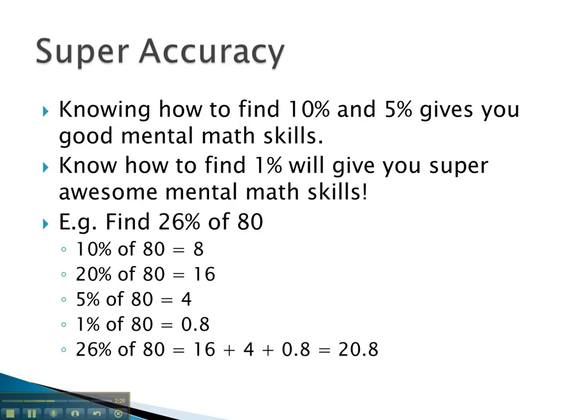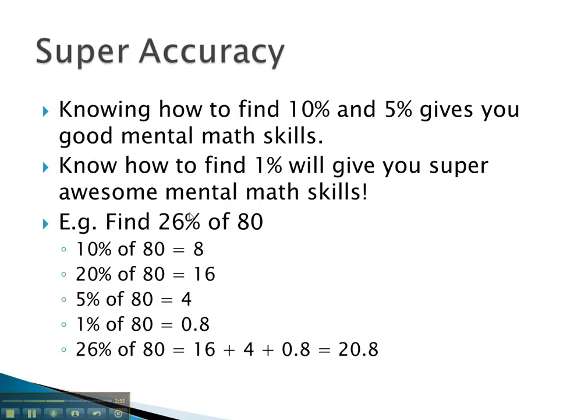Here's for super accuracy. And this is not something I'm quizzing on today, but I'm hoping some of you can pick up on. Like tax is 12%. So you can get close finding 10% and get an estimate, but you can actually also calculate 12%. And here, I'm going to give you an example of 26%. So knowing how to find 10% and 5% gives you good mental math skills, but knowing how to find 1% will give you super awesome mental math skills.